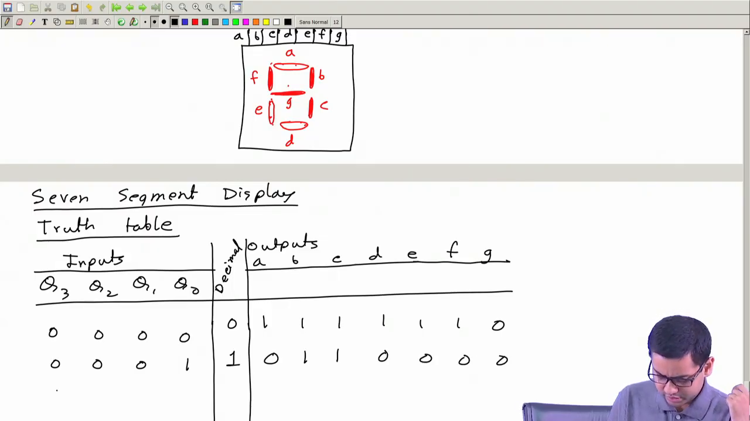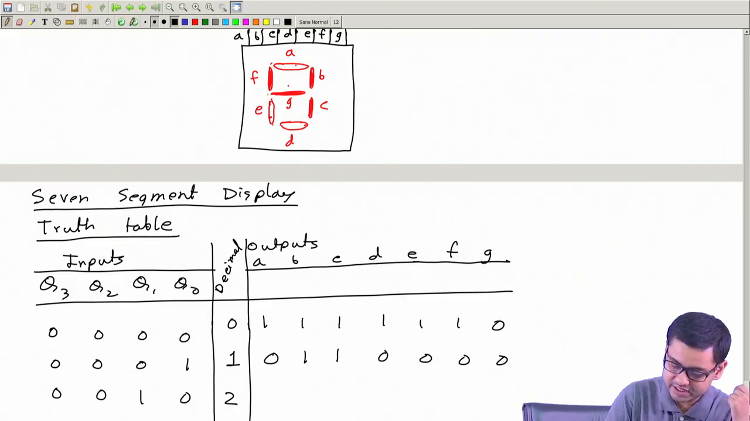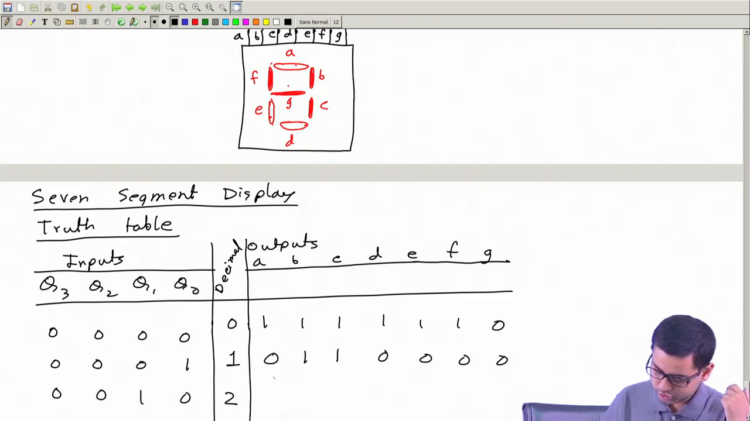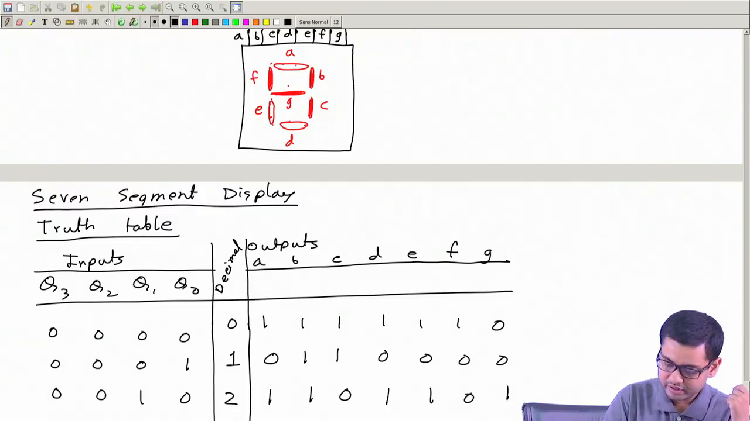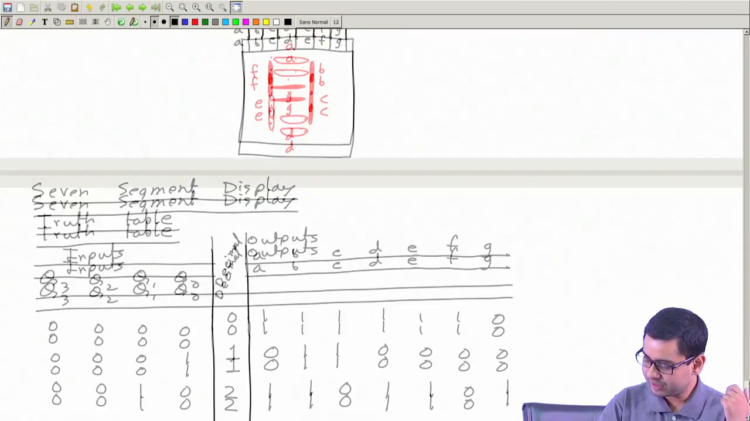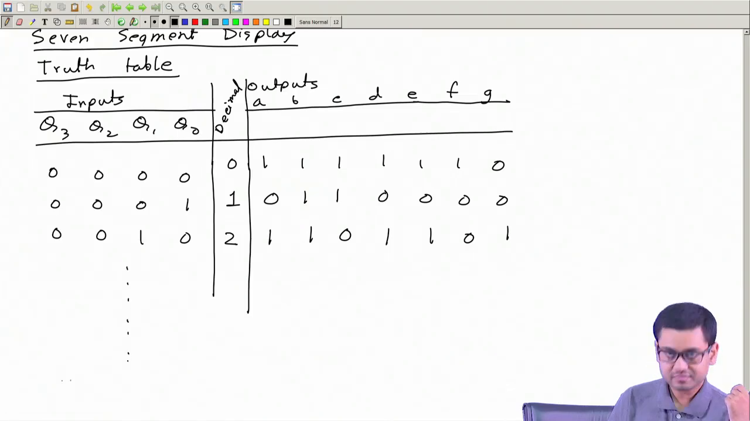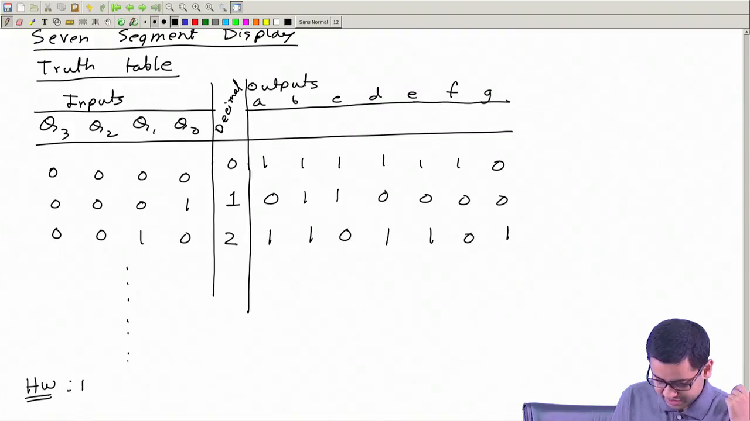Let's take another value, 0 0 1 0, this is 2. To display 2, I need A, B, G, E, D. So let me put A, B, G, E, D as 1, and everything else, which is C and F, equal to 0. And this way you can fill up the table. I just put it as a small homework. Please complete the table.